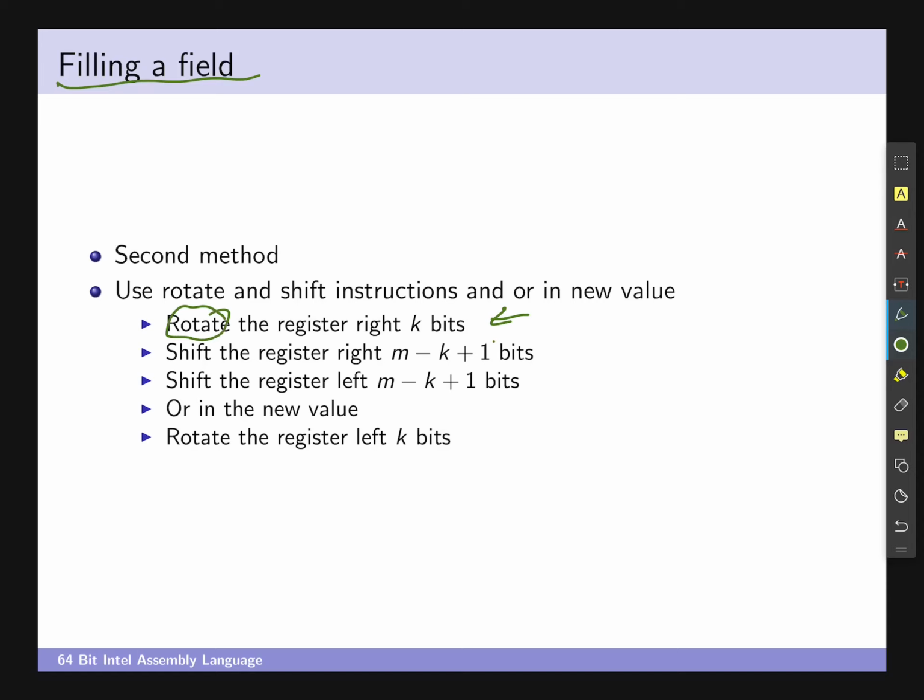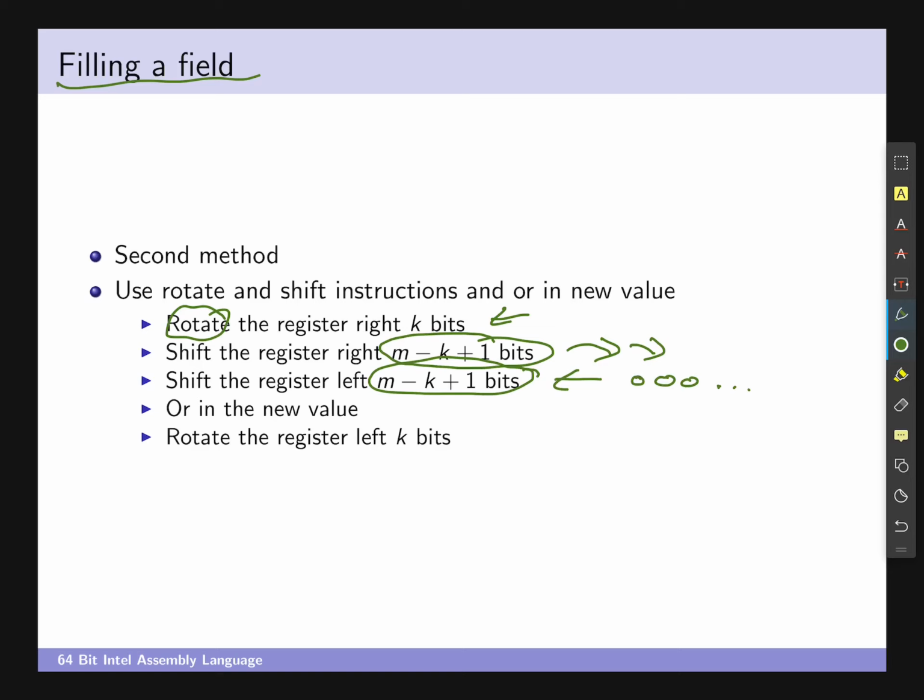Then I'm going to shift right by m minus k plus 1 bits. So basically this is the size of that chunk I wanted to replace. And then they all fall off the cliff. So this wipes all of those bits that I no longer want because I intend on replacing them. Then I shift left by the same amount of space. So basically I'm just undoing that shift, and in the process, I'm adding all of those zeros in that location.